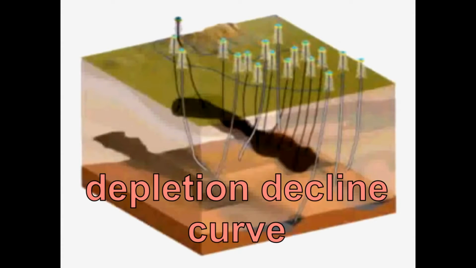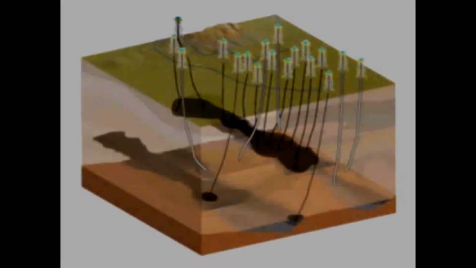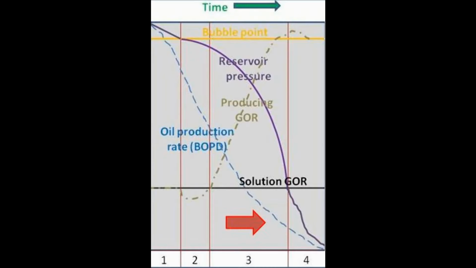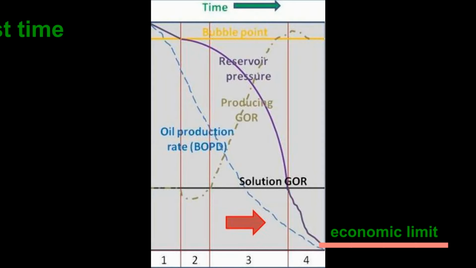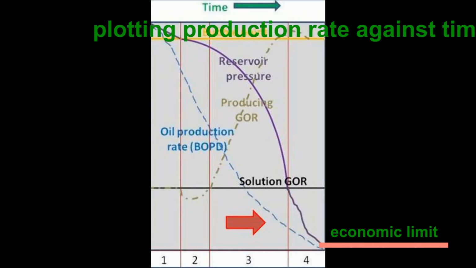When using the depletion decline curve method, the reservoir is nearing an advanced stage of depletion. Since its production rate has been steadily declining at a predictable, constant percentage, this method is preferred in predicting remaining reserves. Plotting the production rate against time, the decline can be illustrated graphically as a relatively straight line and is used to determine the economic limit of the reservoir.